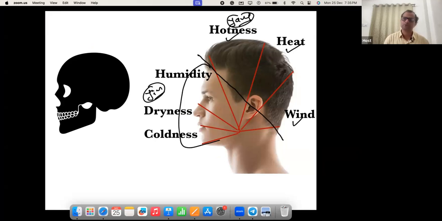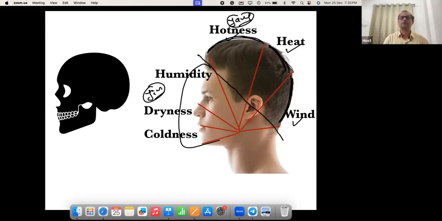Okay. विंड, हीट, हॉट. Wind means like this occipital region, the back part of the head. The heat means next to that, right? Then we can consider the front part of the scalp, that is the hotness.